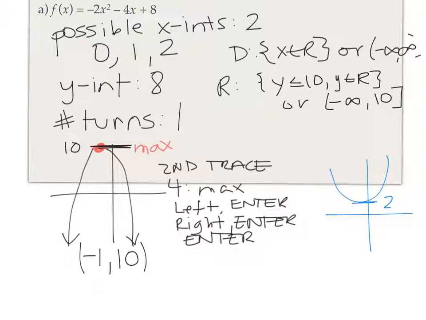Okay, so domain and range, and then end behavior. Pretty simple. End behavior here. What quadrant does it start in? 3, and it goes to 4. Okay, so it starts down in 3, ends down in 4. Okay, and that's how you do it.